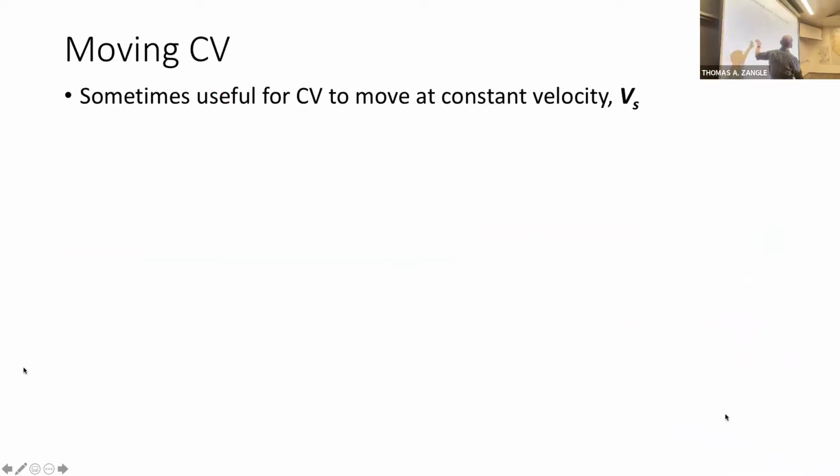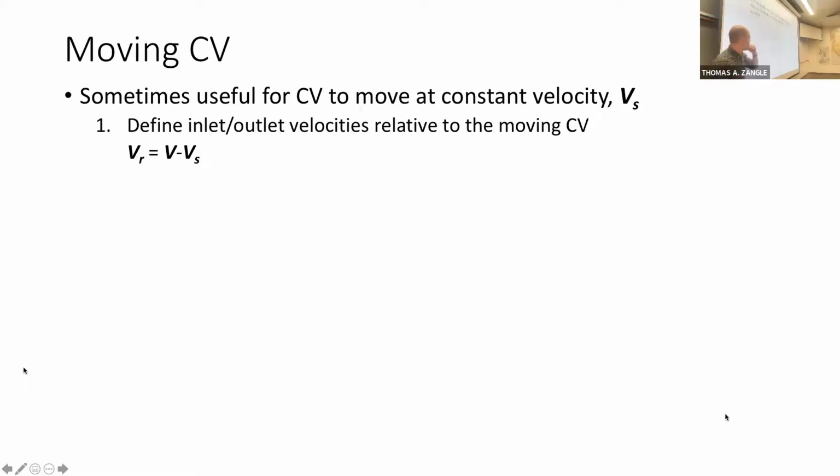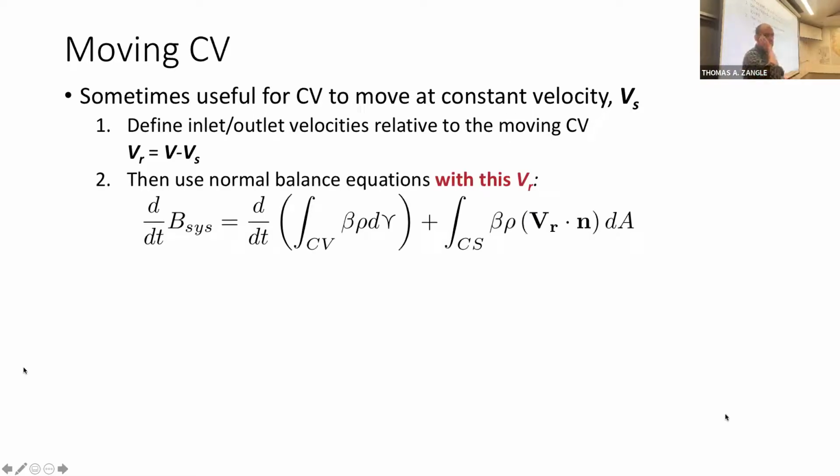Okay, so sometimes it's going to be useful for our control volume to move. Sometimes we want to analyze a system that is in motion. We are going to confine ourselves to the case of constant velocity of any potential control volume. But then in order to do this, we're going to define our inlet and outlet velocity relative to the moving control volume. It's V_r, it's V minus V_CV. Those are vectors. This is the vector subtraction of those velocities. And then we're going to use the normal balance equations with this V_r.